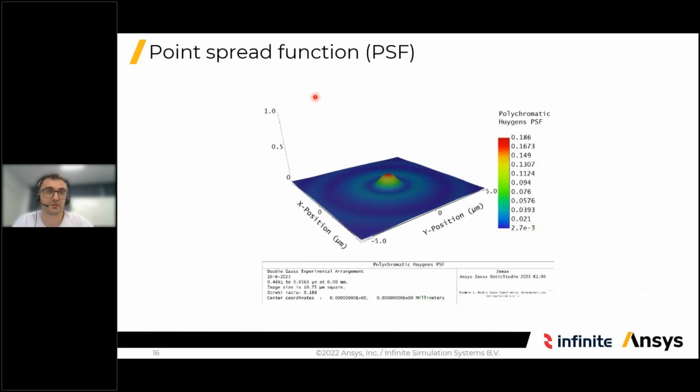The point spread function. The point spread function is similar to the spot diagram, but in this case, light is not treated as a ray, but as a wave. When light is very narrowly focused, then ray tracing is actually not so accurate anymore, and then we need to continue treating light as a wave. So in this case, it's a sort of spot diagram, but it's determined using another algorithm.